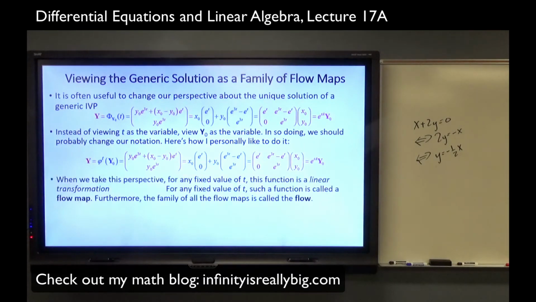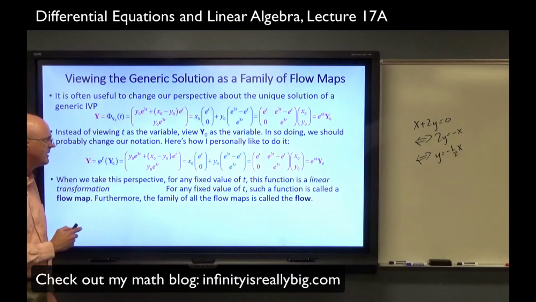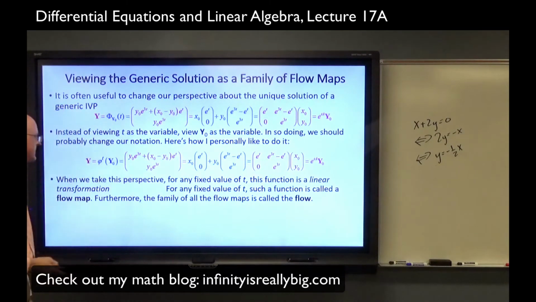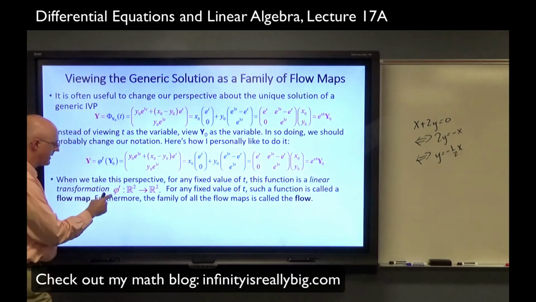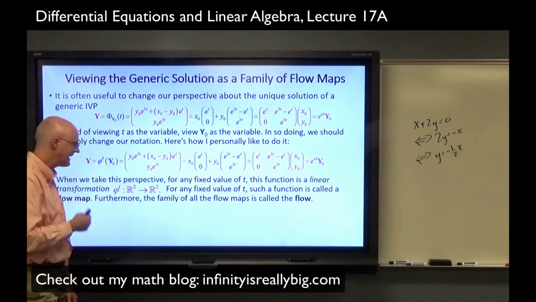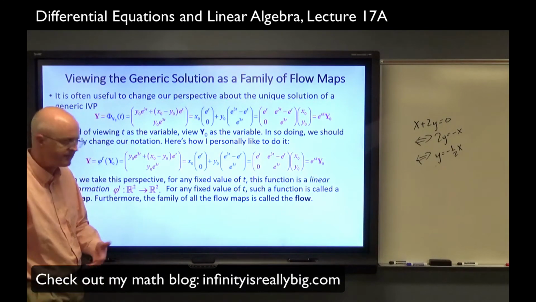Why would I want to do this? When we take this perspective, first of all, some terminology. For any fixed value of t, like I just said, this function is a linear transformation from the plane to itself. I can write phi t as having domain R2 and codomain R2. And I could ask questions like, what's the kernel, what is it onto, and that kind of thing.